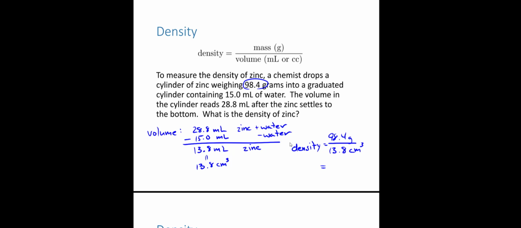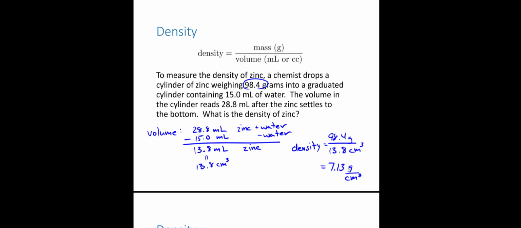And so let's divide that. We have 98.4 divided by 13.8. And that comes out to 7.130. And with 3 significant digits, that would be 7.13. And the unit is grams per centimeters cubed. They're different types of units, so they can't cancel out.